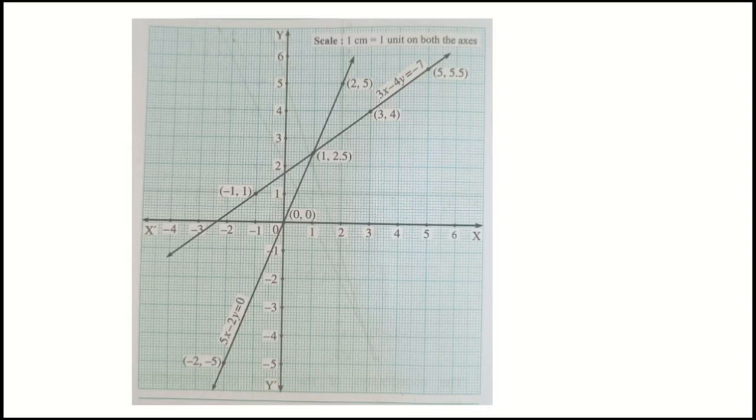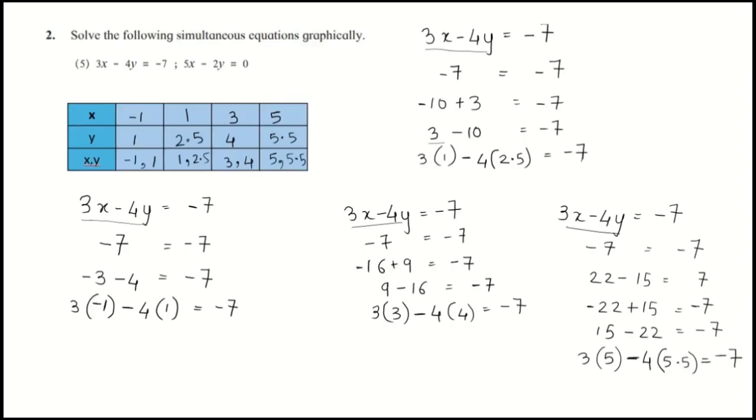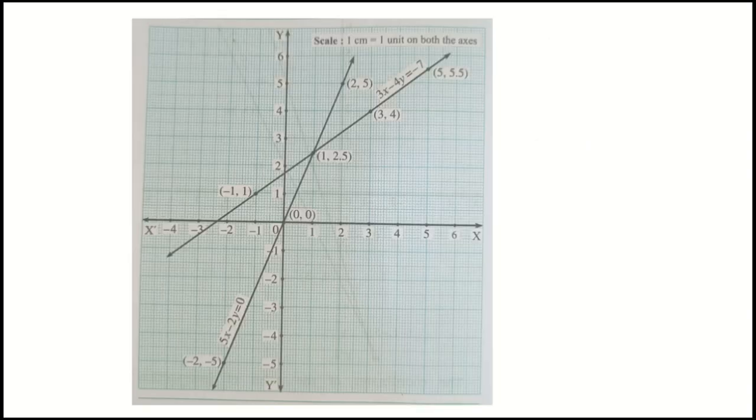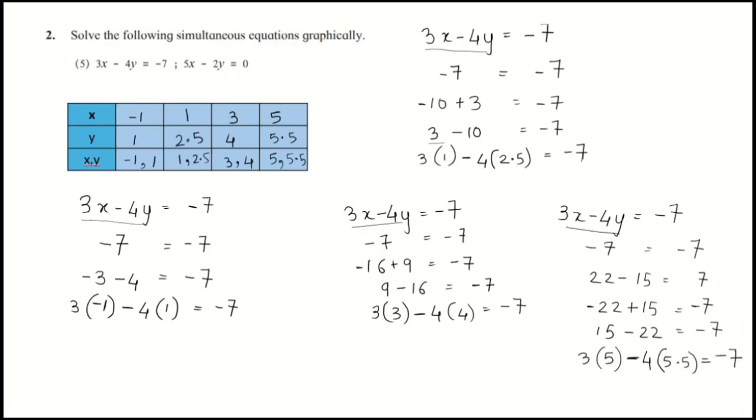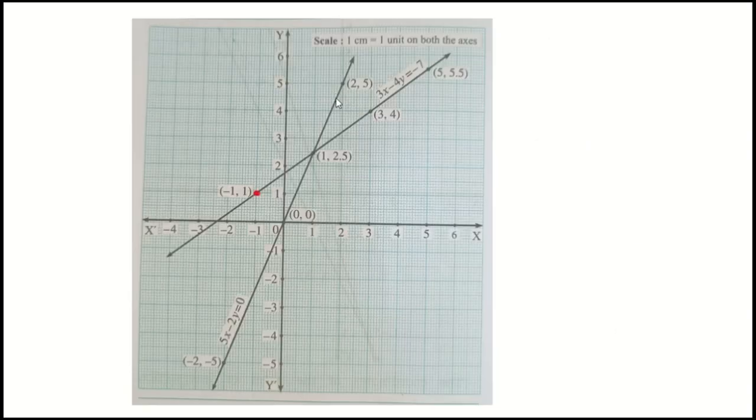Now we will place the points from both the equations on the graph. So from the first equation, the point is minus 1 comma 1. Let's place this on the graph, minus 1 on x here and 1 on y here. Second point from the first equation, 1 comma 2.5. 1 on x, 2.5 on y. Third point, 3 comma 4, 3 on x and 4 on y.